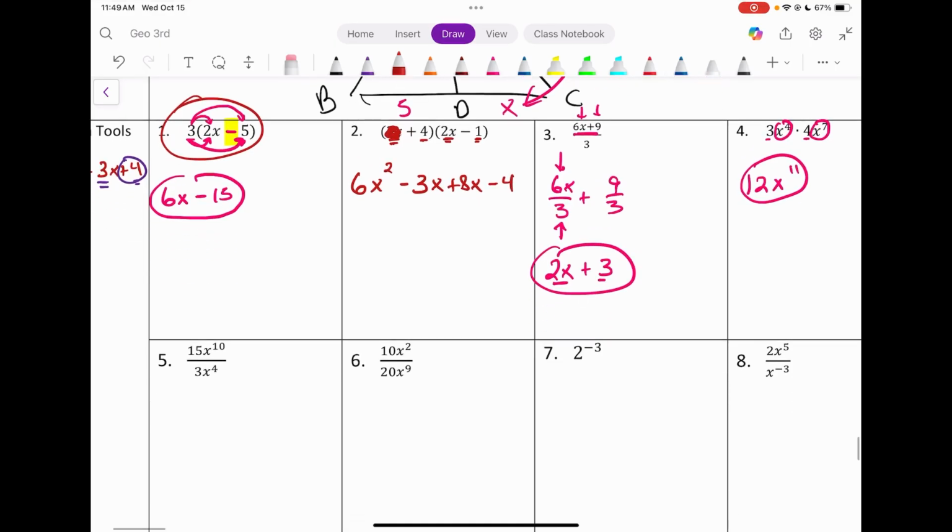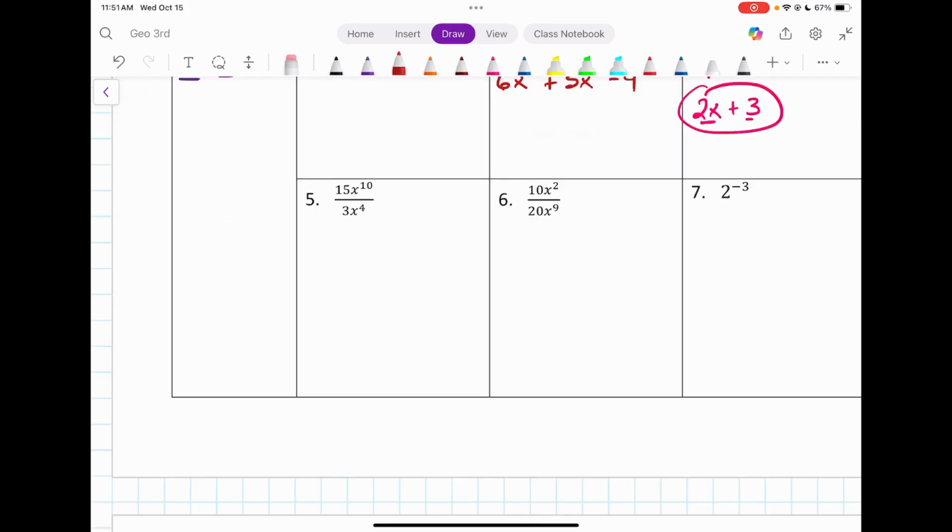Now, once you get to this part, we're adding, subtracting now, so we only combine the like terms. So it gives you 6x squared, a negative 3x, and a positive 8x. When you put them together, it gives you a positive 5x, and then you have the minus 4, which combines with nothing. Okay, let's also go through and remind you of some more rules of exponents.